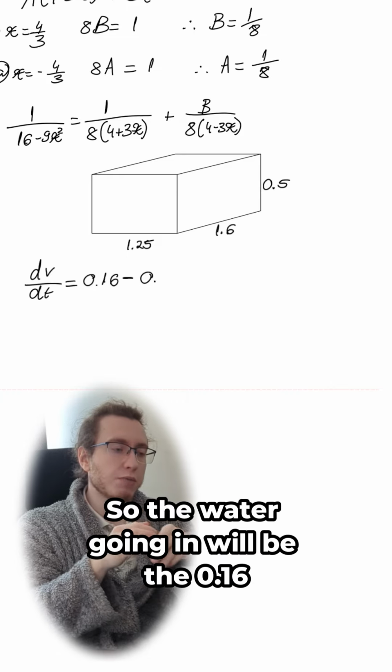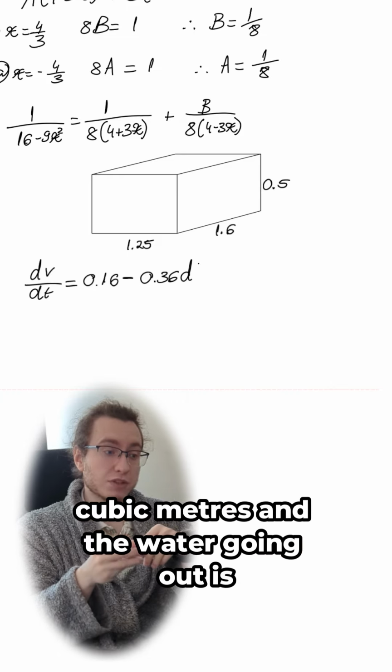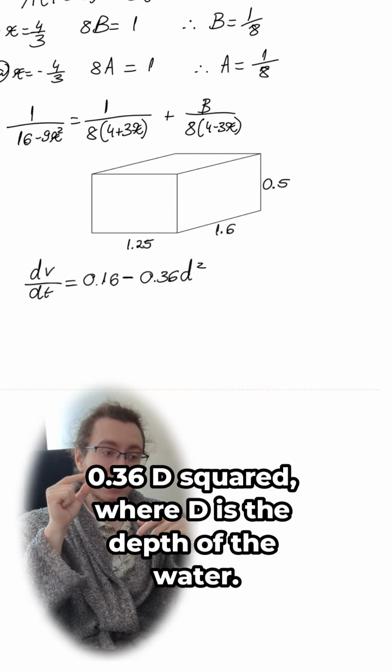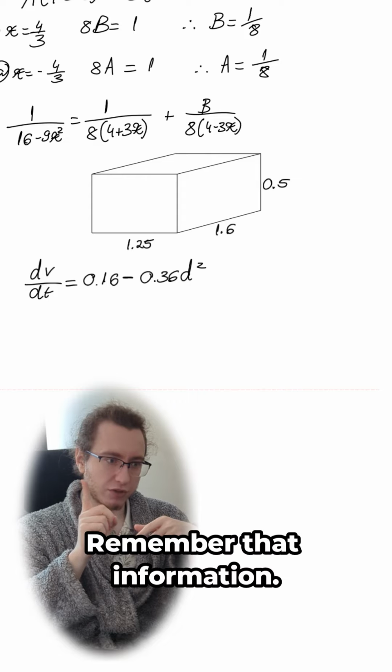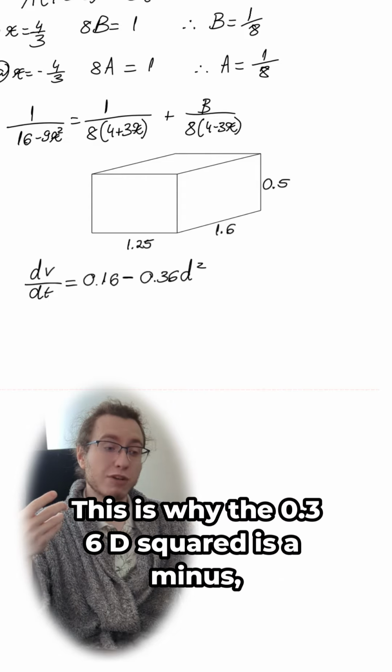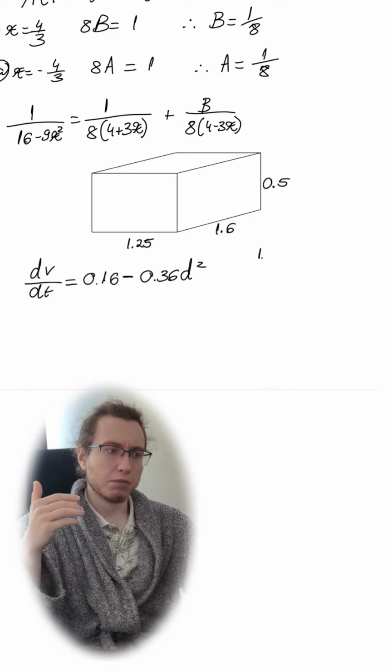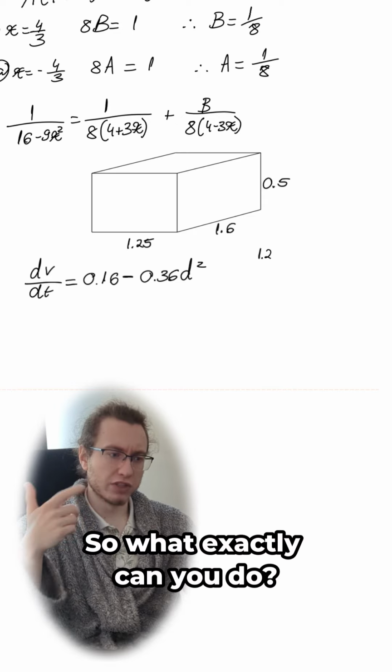So the water going in will be the 0.16 cubic meters, and the water going out is 0.36 d squared, where d is the depth of the water. Remember that information. This is why the 0.36 d squared is a minus, because it's water going out. But the problem says to show this in terms of v, but you only have it in terms of d, so what exactly can you do?